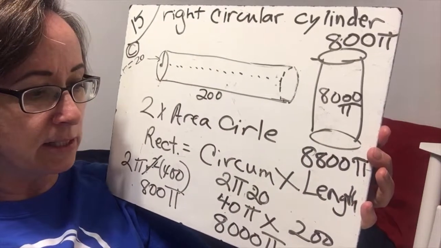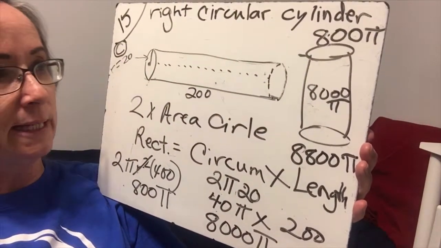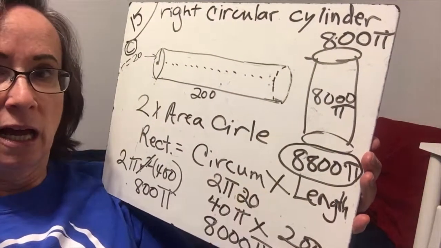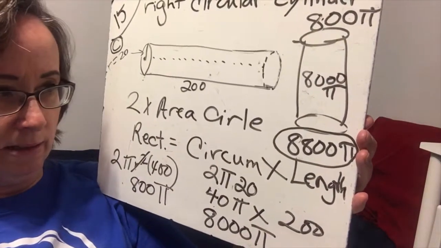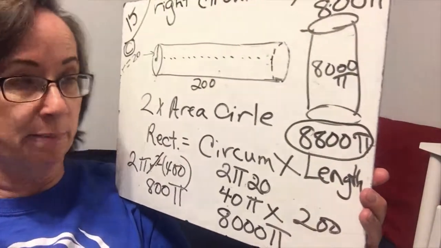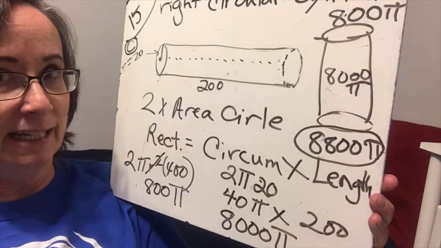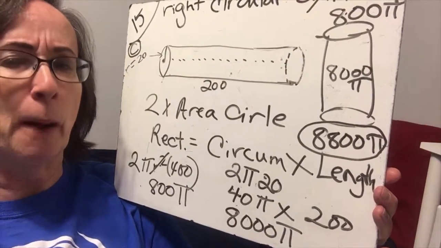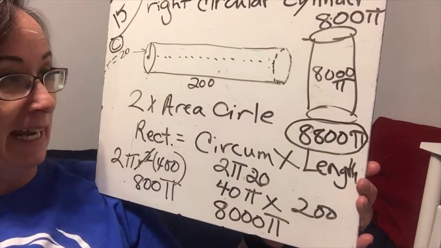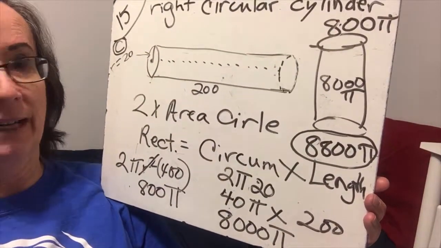Okay, now let's see. Did they tell me to leave the answer in pi or to go ahead and multiply it? Since they didn't tell me, I'm probably going to leave it both ways. I'm going to leave the exact answer, which is 8,800 pi. But then when I substitute in 3.14, I will get an approximate answer. I'm going to let you do that. I'm just going to show you how to do this. So the answer is 8,800 pi, and now to get the approximate answer, you need to multiply by pi. I'll let you do that. Hopefully you understand how to go about finding the right circular cylinder surface area.